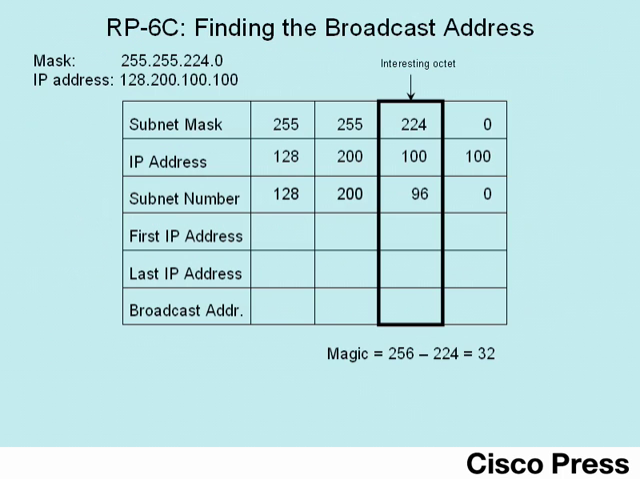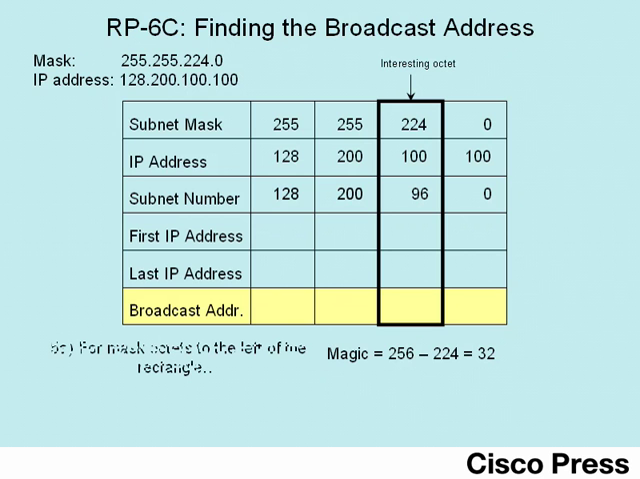Next, we'll start where ICND1 Lab 4 stopped, which is to say we have subnet number 128.200.96.0 listed in a table, the interesting octet identified, the magic number calculated, and now the table's been expanded to have room for the first IP address and last IP address in the range of addresses, as well as space to write down the subnet broadcast address.